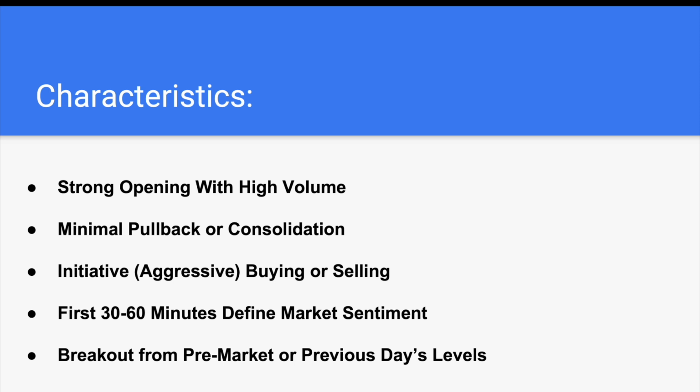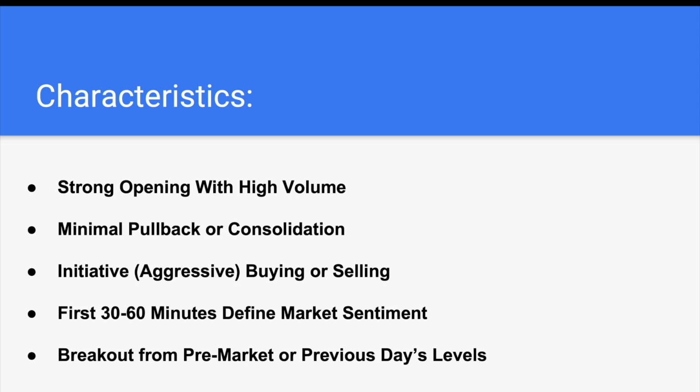Third, initiative, that is aggressive buying or selling. As I explained earlier, aggressive buyers or sellers enter the market very early. Fourth point, the first 30 to 60 minutes define market sentiment. That is half an hour to 1 hour, which is the IB range.